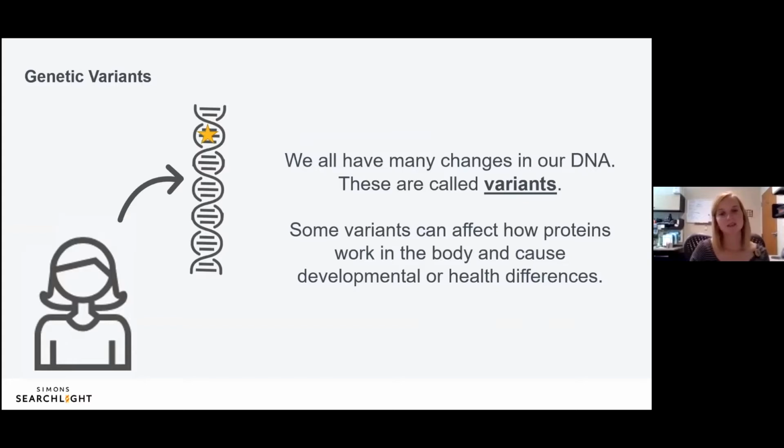Now, I mentioned that the letters of our DNA are typically in a very specific order. But what can happen is some of those letters can be changed, kind of like a typo or a misspelling. And if that happens, it can change the way that our body reads and uses those instructions. That ultimately can result in things like medical and developmental differences. So when we do genetic testing, that's what we're looking for, any changes in the spelling of our DNA.